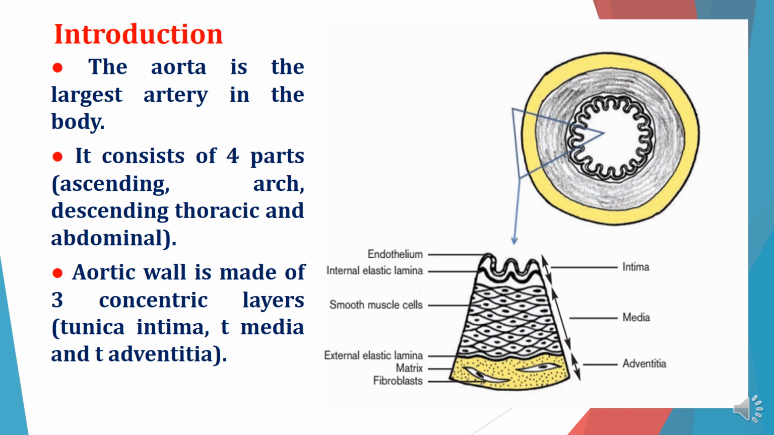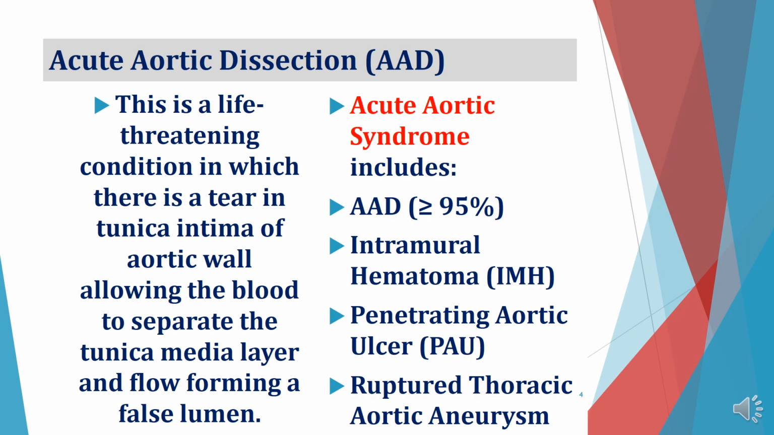The tunica media consists of smooth muscle cells and is separated from the tunica intima by the internal elastic lamina, and the tunica intima is the innermost layer and covered by the endothelium. Well, acute aortic dissection is a life-threatening condition in which there is a tear in the tunica intima of the aortic wall, allowing the blood to separate the tunica media layer and flow, forming a false lumen.